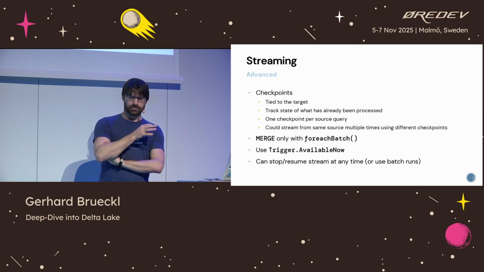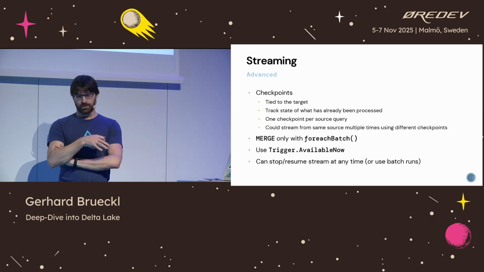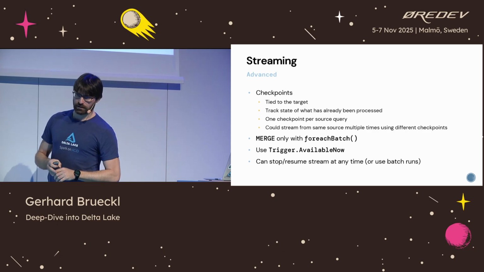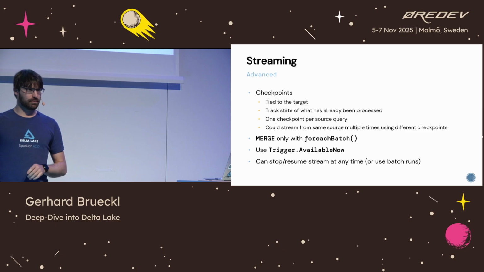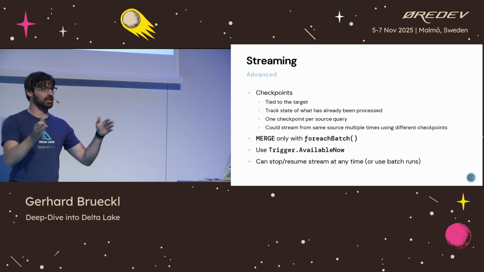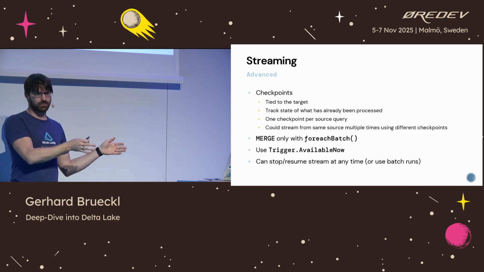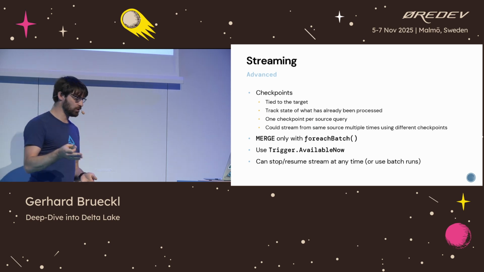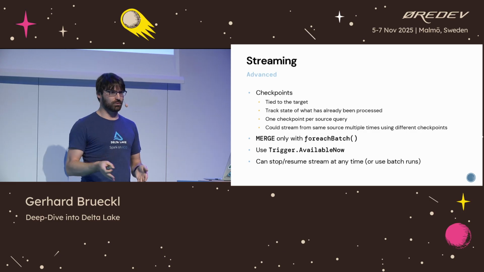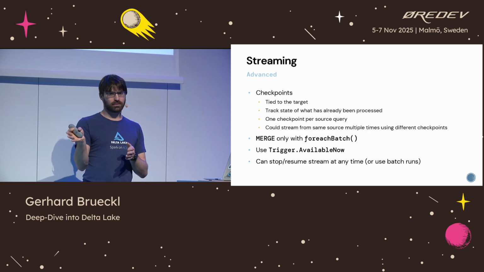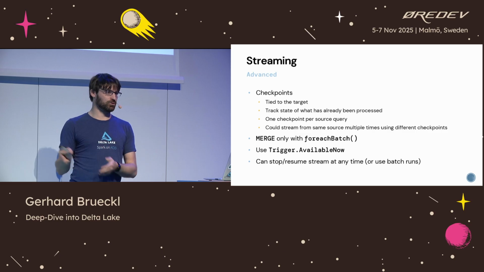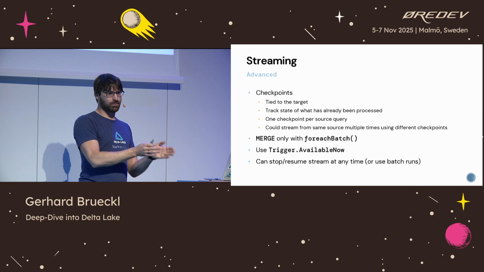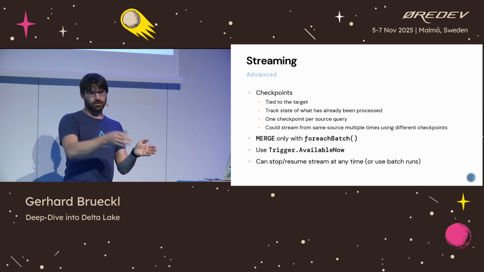Checkpoints. Streaming also uses checkpoints, but not to be confused with the checkpoints of the Delta Lake transaction log. It's basically tracking the amount of data or the state of data that has been processed from the source. The nice thing about checkpoints is that you don't need to worry about what data has already been loaded from the source table into the target table, because the checkpoint does it for you. You just start your stream, it checks what has already been loaded, what has to be loaded in the next run, and only processes that.